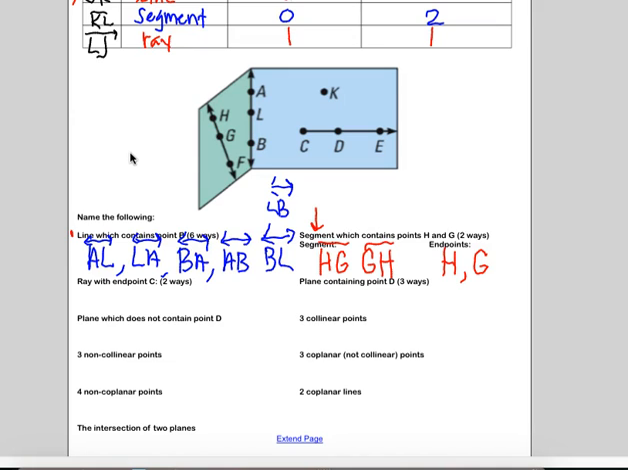Now we're moving on to ray with an endpoint at C. So here's C. So you could have ray CD or CE. You just need the endpoint and another point on the ray.